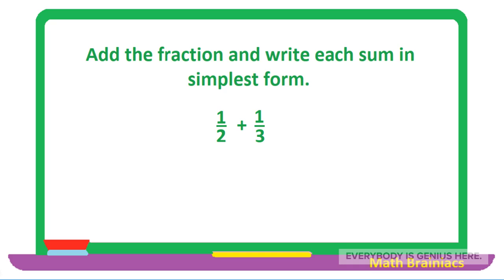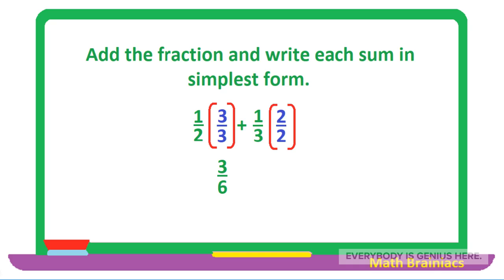Add the fractions and write each sum in simplest form, 1/2 plus 1/3. We are going to multiply the first fraction by the denominator of the second fraction, and it will give us 1/2 times 3/3. 1 times 3 will give us 3, and 2 times 3 will give us 6. Therefore, our answer is 3/6.